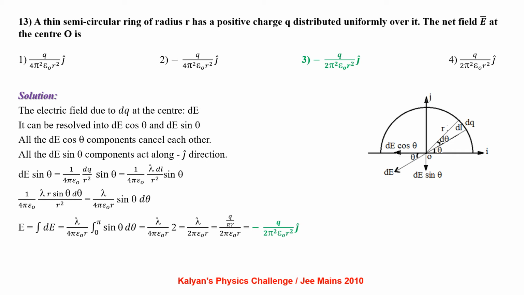To find the total electric field, we integrate between the limits of 0 to 180. Integral sin theta is minus cos theta. After substituting the limits, it comes out to be minus q by 2 pi square epsilon naught r square j cap.